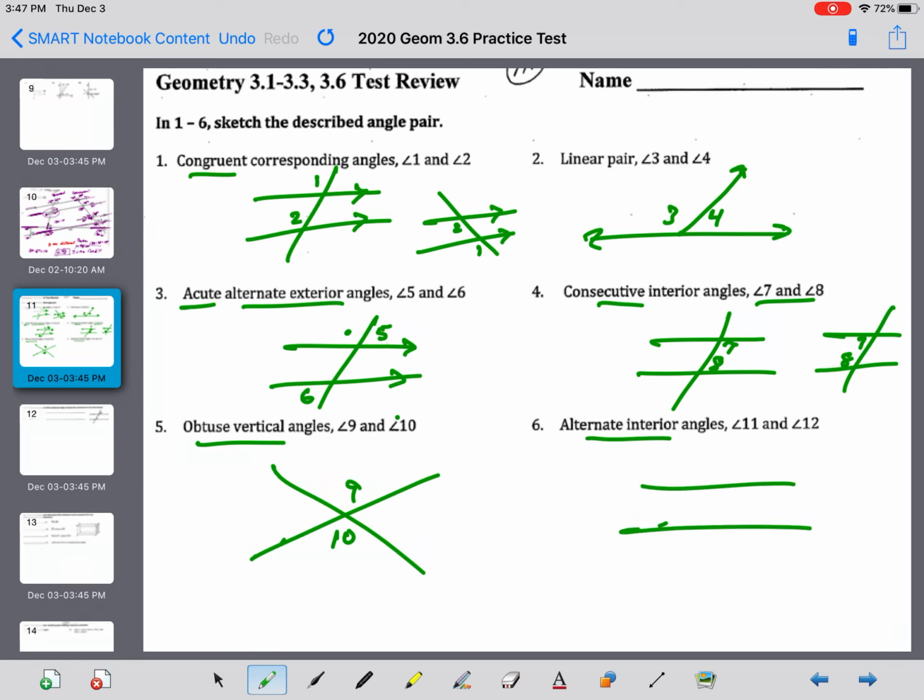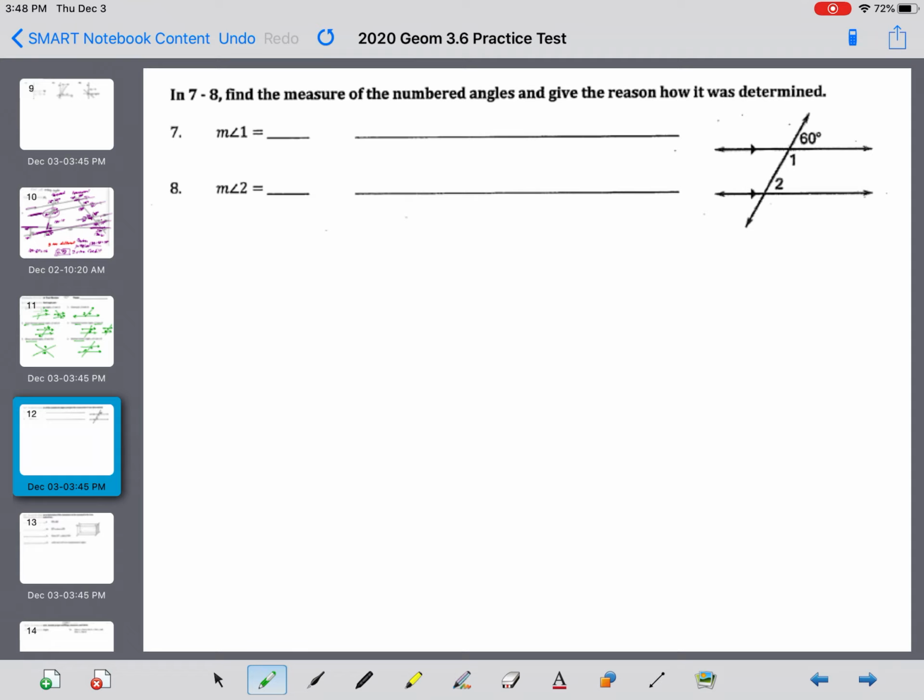Alternate interior angles, so AIAs, call them 11 and 12. So we're going to make some lines. Again, I could have made these parallel. Make these parallel. And for AIA, if I put 11 here, I've got to put 12 there. Alternate interior angles. So that's just some sketching to make it a bit of a review.